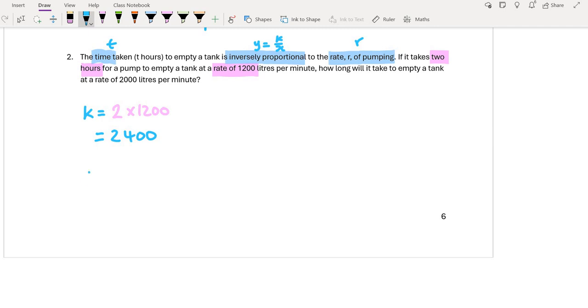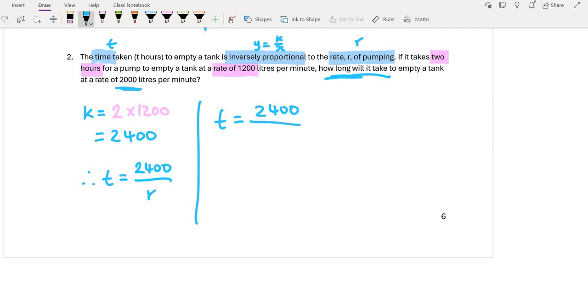Then we know the equation is, what is it? Instead of y, we have t. Instead of k, we have 2400, and then over r. And then the last bit is asking us to find t, how long it will take if the rate is 2000. So t equals 2400 over 2000, which is 1.2 hours.